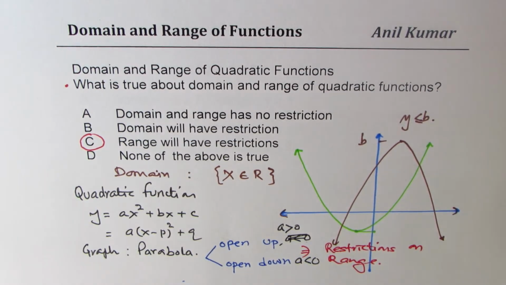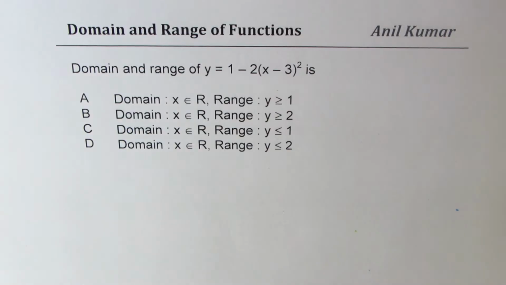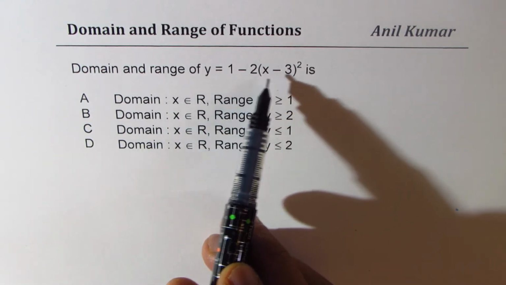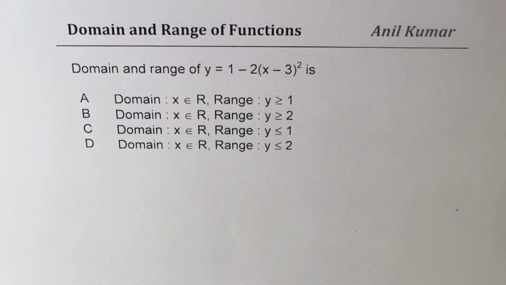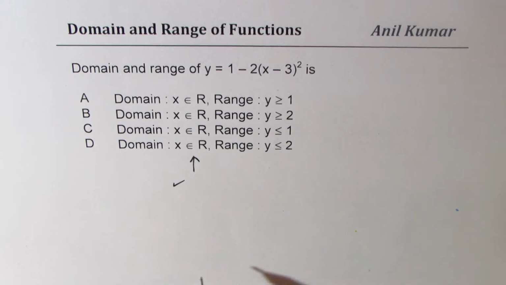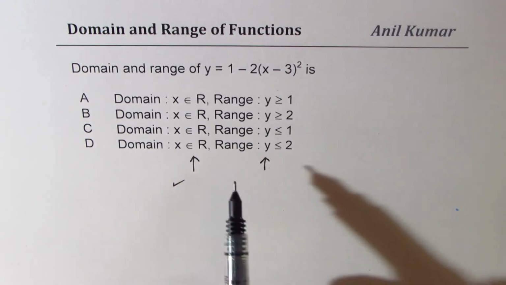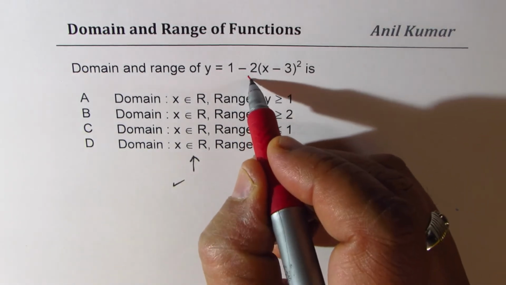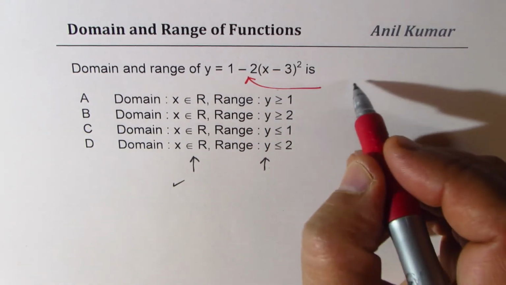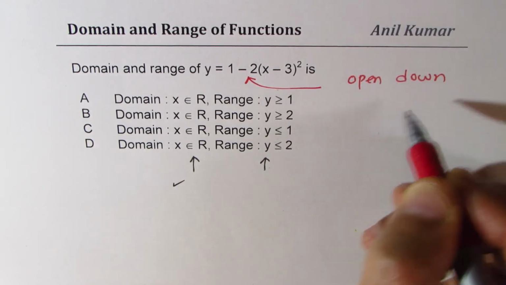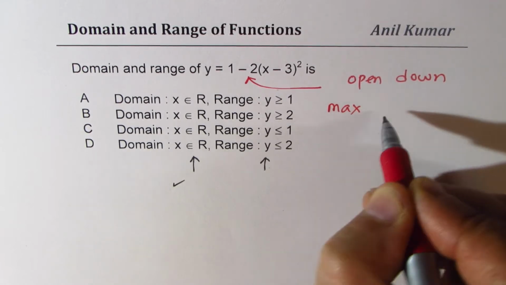Now based on this, we have a few questions for you. Here is the very first question, which is straightforward. Domain and range of y equals 1 minus 2(x minus 3) whole squared is what? Clearly domain is all real numbers. That is correct. How about range? Now you have to decide what happens to this parabola. This minus 2 means it opens down, right?